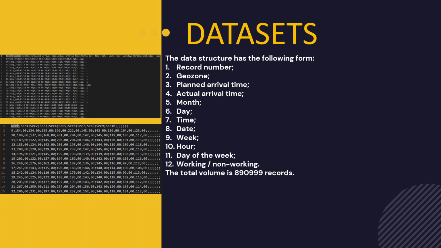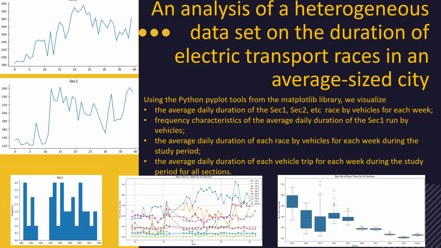the slide top. The average daily duration of each journey by vehicle of each week is presented on the slide in the figure on the bottom. An analysis of the heterogeneous data set of the duration of electric transport races in an average-sized city. Using the Python pyplot tools from the matplotlib library, we visualize the average daily duration of the section 1, section 2, etc. race by vehicle for each week, constructing the graph shown in the figure on the slide.